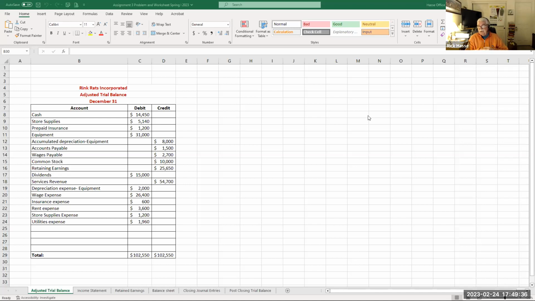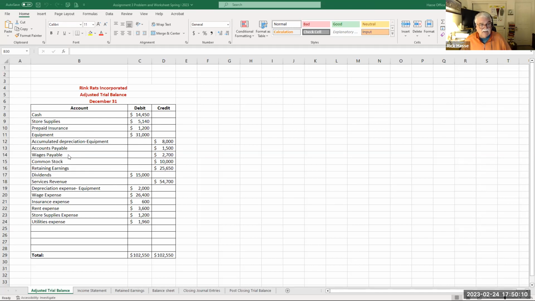Okay, here's the worksheet I provided you to download and do your work on for this problem. So you download this and then put your work together and then post it back to your Blackboard Grade Center. So here's the adjusted trial balance for Rink Rats Incorporated as of December 31st. Notice the retained earnings has an ending balance of $25,650, which is carried forward from the prior year, which you'll be adjusting in your closing process. But here's all the accounts.